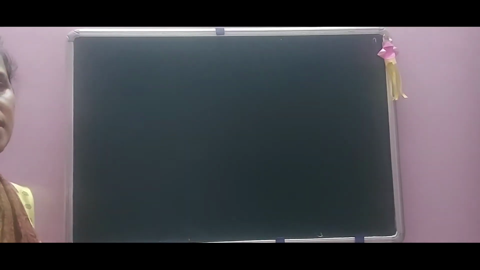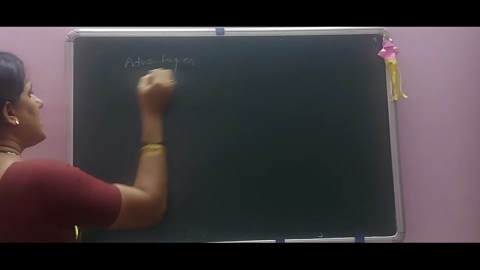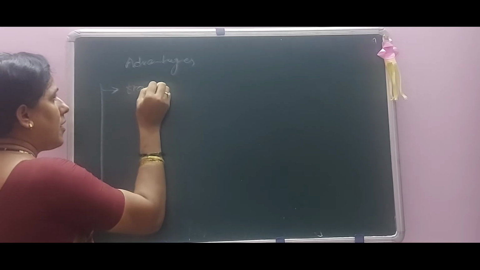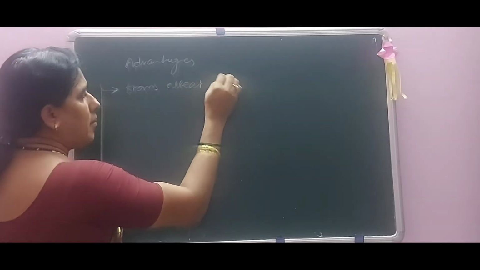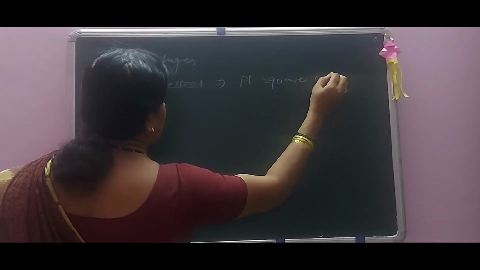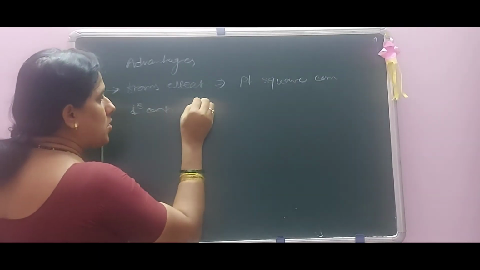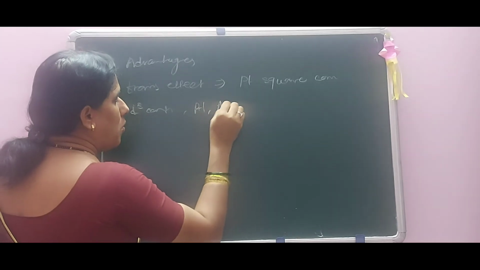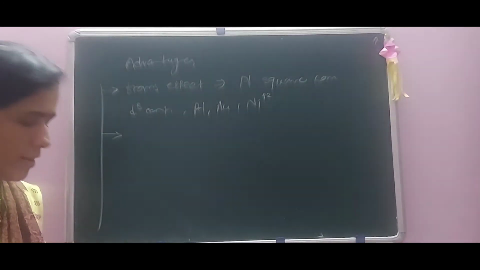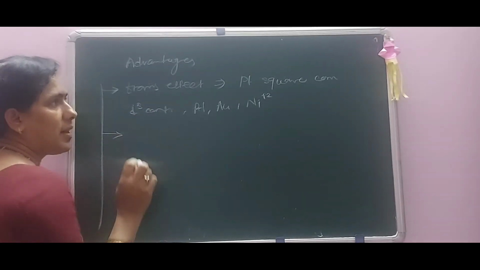Now, this theory has some advantages. What are its advantages? There are 3 advantages. That is, the trans effect is explained by using only platinum square planar complexes of d8 configuration, also platinum, palladium, gold and nickel in the +2 oxidation state. Second is that the trans elements are explained here.